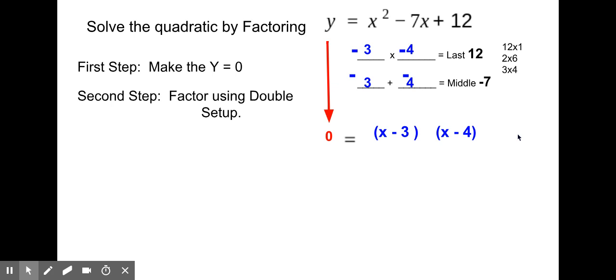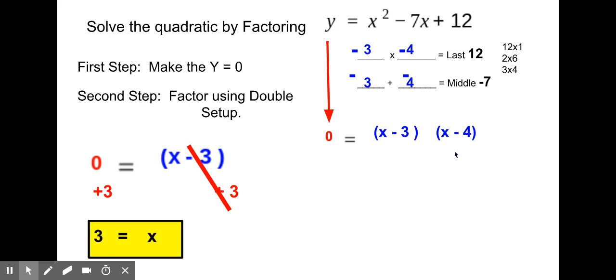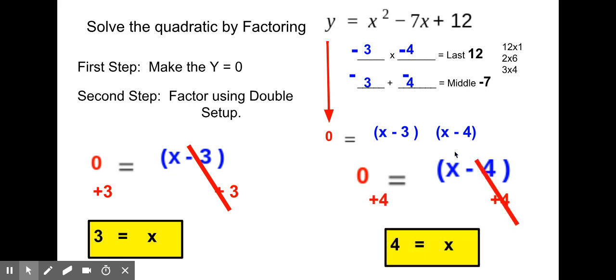Our next step is to solve both of these separately. And again, you don't have to show your work on this part. You can just do it in your head. Switch the sign. X is going to be positive 3 and x is going to equal positive 4. But I'll show you the steps anyway. So the opposite of minus 3 is plus 3. These cancel out and x equals positive 3. Then we take the other parentheses, the x minus 4, and to get rid of the minus 4, we do plus 4. They cancel out, and so x equals positive 4.